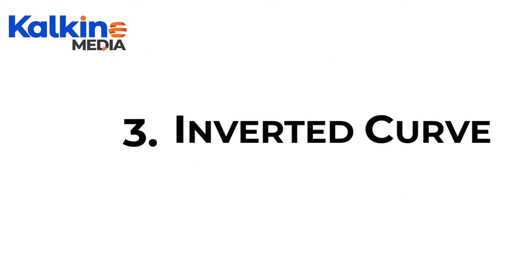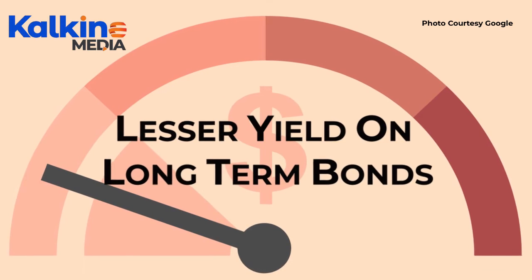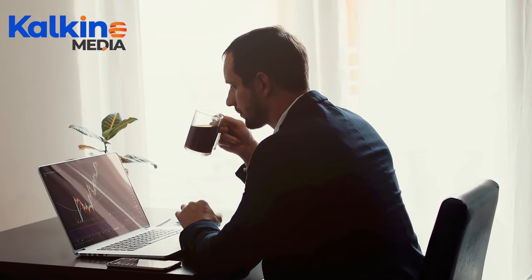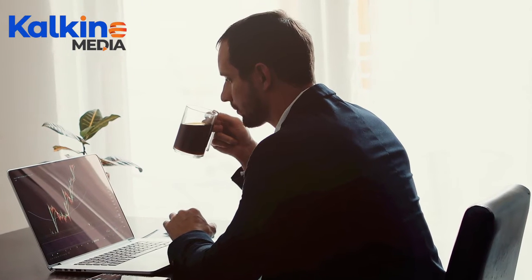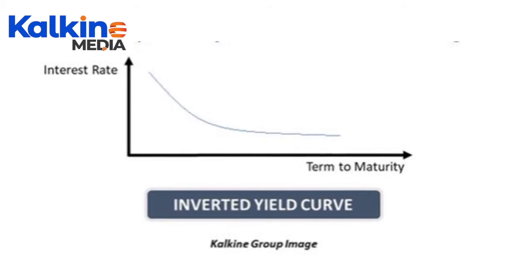Third, inverted curve. This curve represents a higher yield on short-term bonds and a lesser yield on long-term bonds. This type of yield curve occurs due to the perception of the investors, that is, when they expect that yield would decline in the longer term.